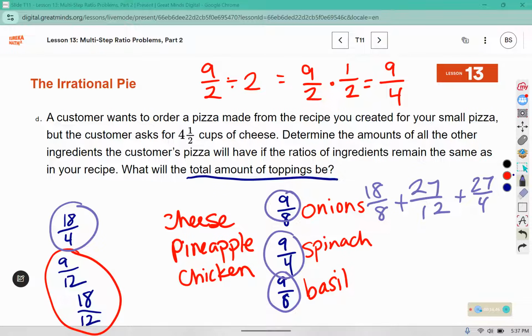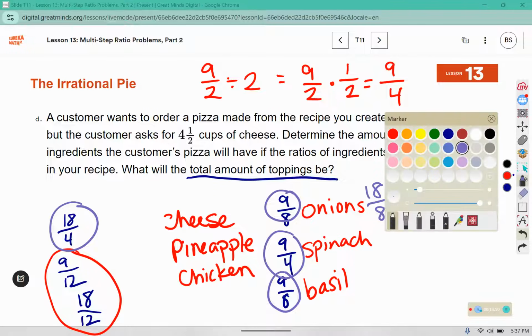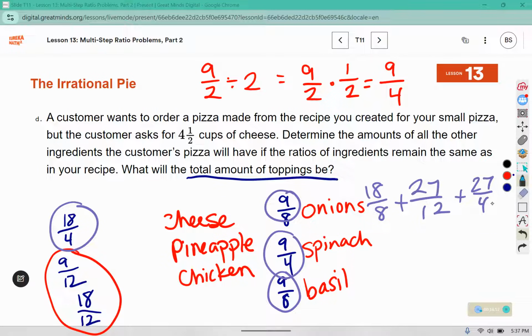18/8. Now to continue adding, I need them to have the same denominator. So I'm going to multiply by 2 on the top and bottom to turn these into 8s. That gives me 18 eighths. Nope, I wrote that wrong. Plus 54 eighths plus 27 twelfths.